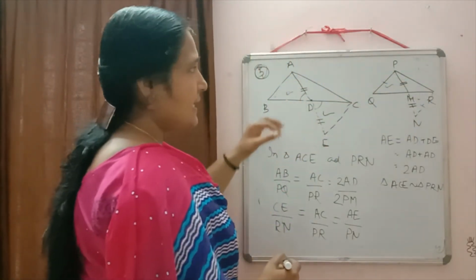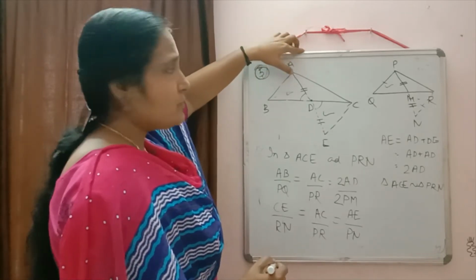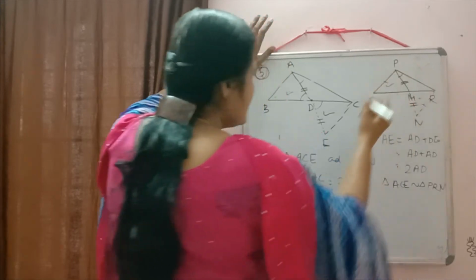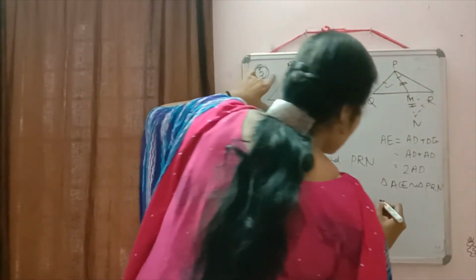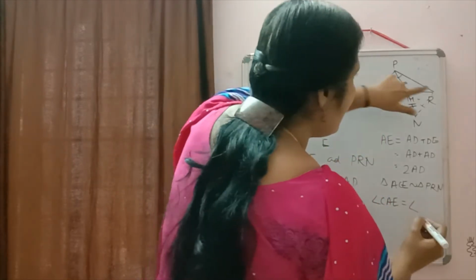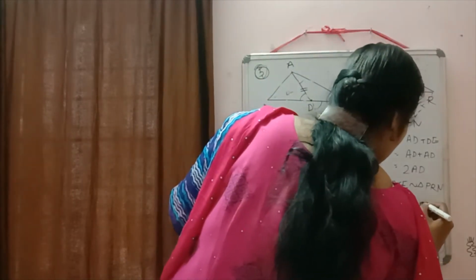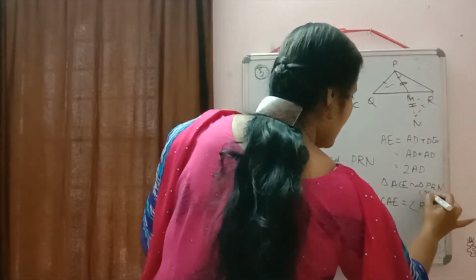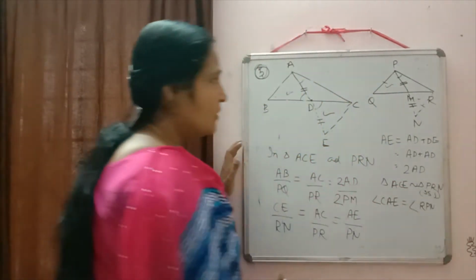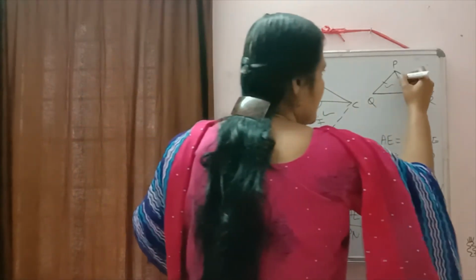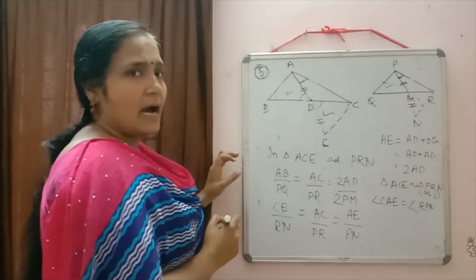So in ACE, we need the full angle A. Which portion is coming? This one. Correct? So just write that down. Angle CAE is equal to angle RPN. Here, the naming should be written, SSS criteria. So we proved angle CAE is equal to angle RPN.